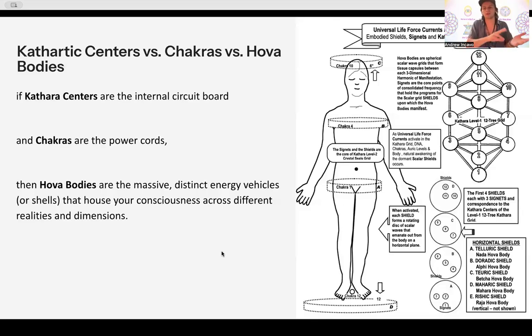So we had partici, particae, and particum. They form these partici grids, which form keylons, which align into the keylon codes, which build your morphogenetic field. Your morphogenetic field then feeds into your Kathara centers, which is your internal circuit board. And then your internal circuit board feeds into your chakras, which are like your power cables. And then those chakras manifest your hova bodies. And then from your hova body comes your auric field, which is what you're seeing with your two eyes.